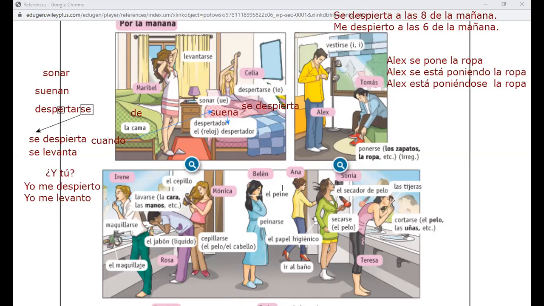¿Quién tiene? I'm saying now who has. I'm speaking about objects now. ¿Quién tiene un peine en la mano? Belén. Okay, Belén, muy bien. ¿Quién tiene las tijeras? Teresa tiene las tijeras. I couldn't find a name. Muy bien.